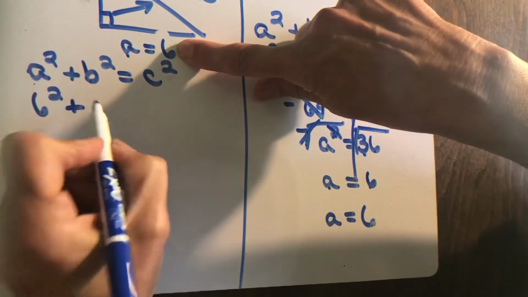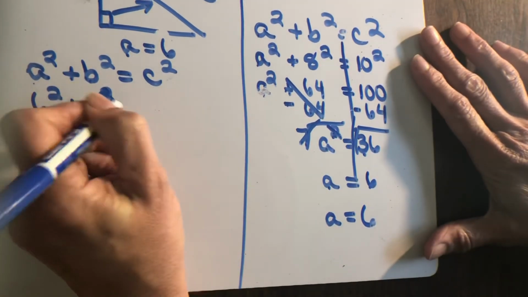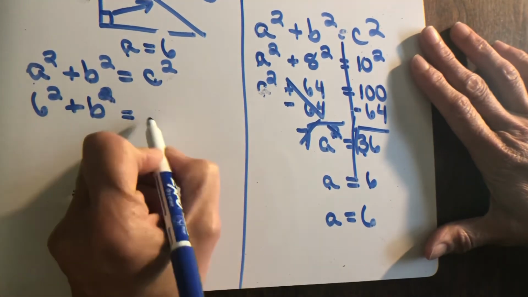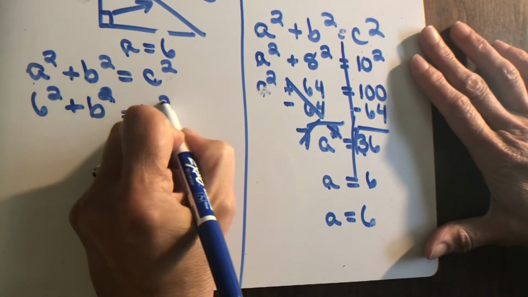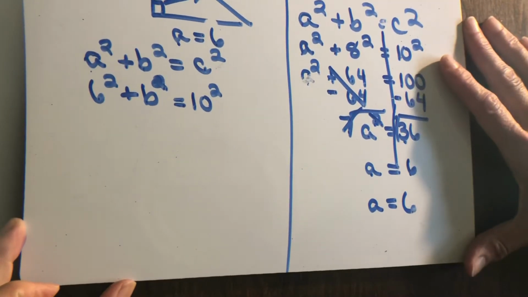Do you have anything for B? No, it stays in. Keep the squared, that's part of the formula. Do you have something for C? Actually, you do. It's 10, and the squared stays in. Can't drop anything. Don't be leaving your stuff behind. Got to have it. Okay?